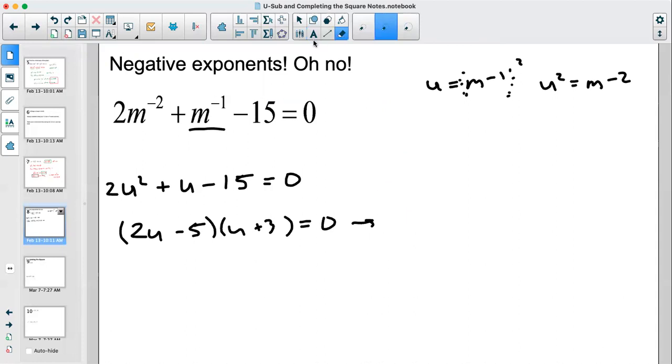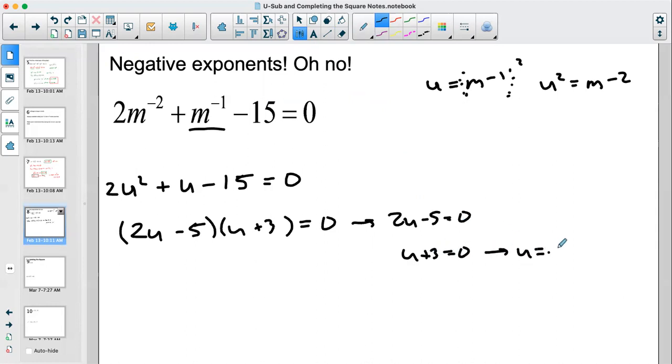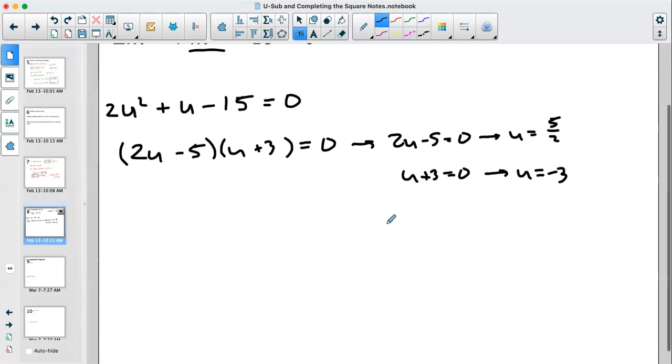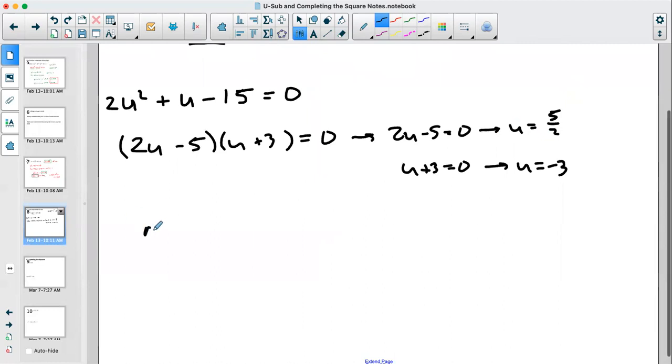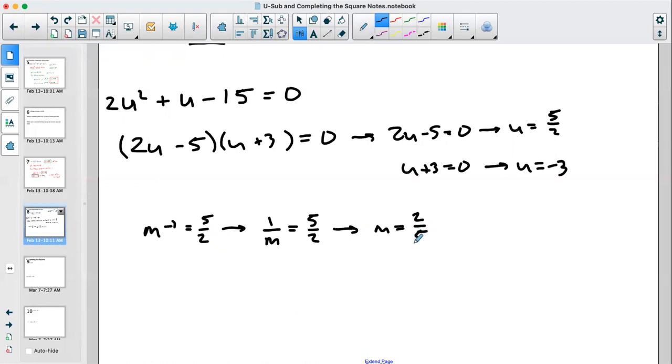I'll write this step out. We're almost done with this video. So 2u minus 5 equals 0, and u plus 3 equals 0. This gives me u as negative 3. This gives me u as 5 over 2. But remember, I can't stop here because I've got to solve for m. Well, u is m to the negative 1. So instead of u equals 5 over 2, I can say m to the negative 1 equals 5 over 2, which implies that 1 over m equals 5 over 2. Remember, m to the negative 1 is the same as 1 over m, which means m is 2/5.